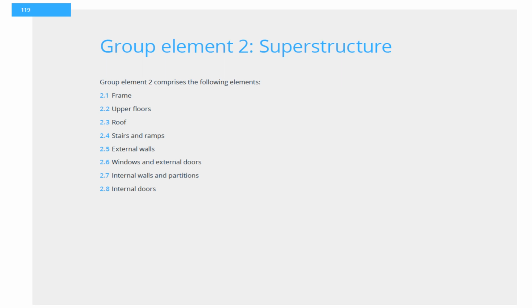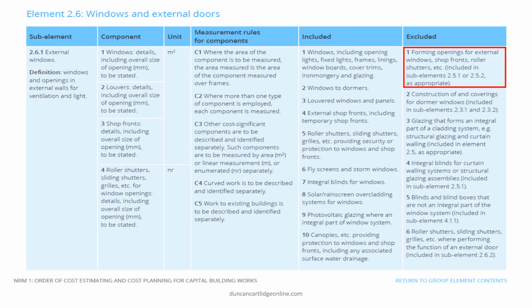Superstructure is a major group element split into a number of elements as detailed here. This page sets out the rules for the measurement of windows and external doors. The excluded column states that forming openings for windows and doors are measured and included in the external wall sub-element 2.5. It's probably evident now that NRM1 can be used to prepare an approximate bill of quantities suitable for use in procurement.